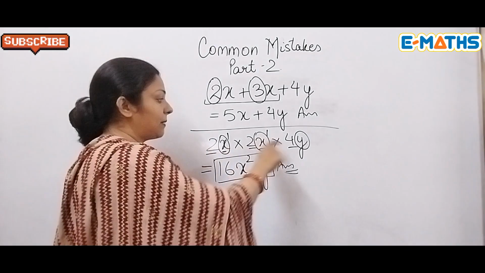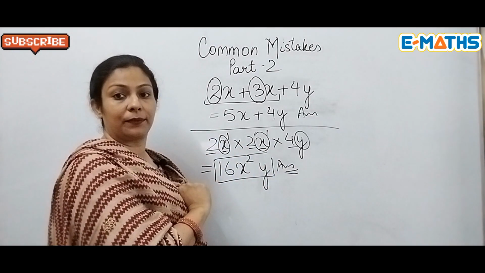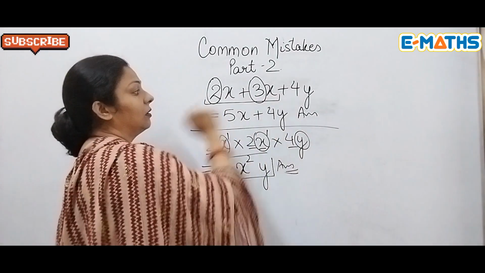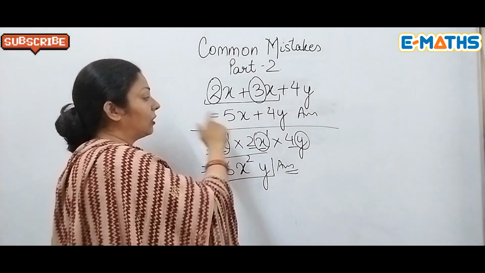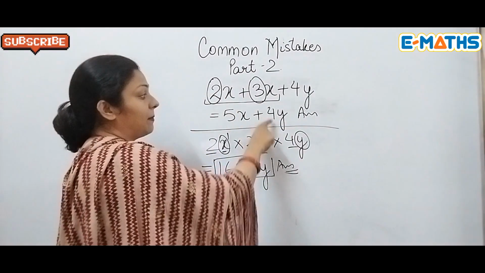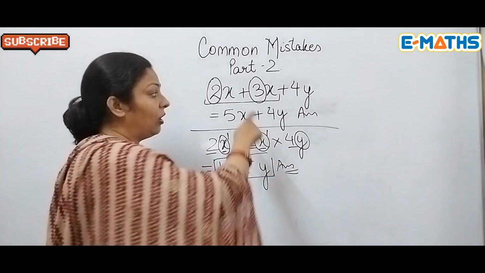Although I took three terms, when I multiplied them, I got a monomial. And here I took 3 terms, but since there were 2 like terms, I added them and I got a 5x here. So my answer became a binomial instead of a trinomial. So we'll call this a binomial.